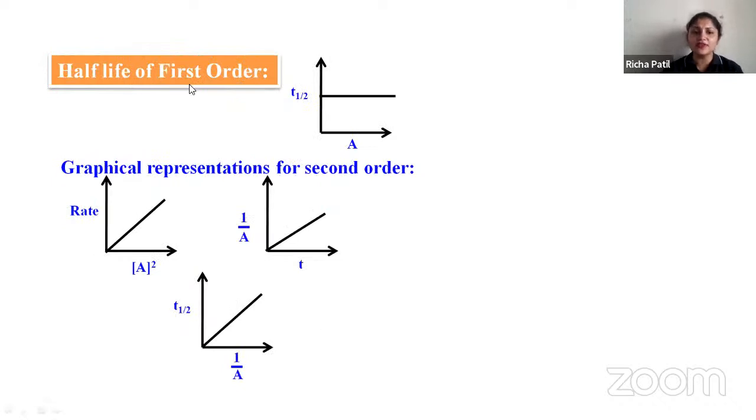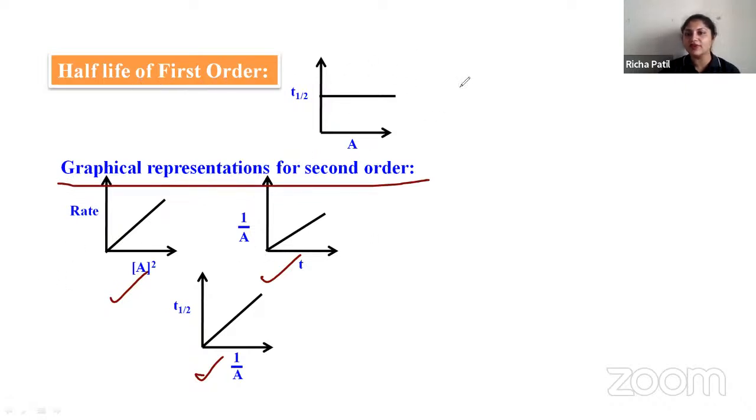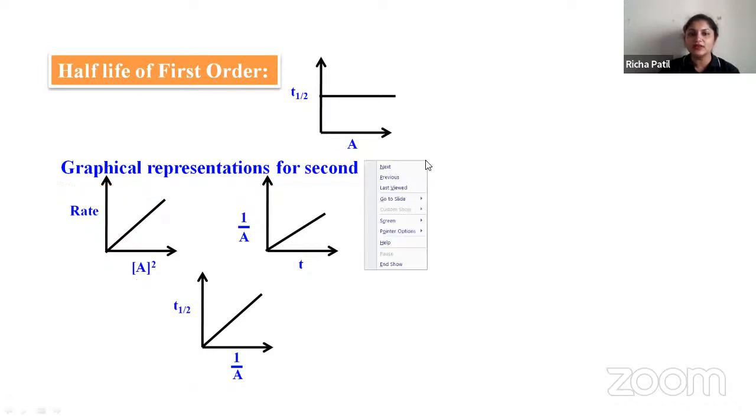Then the half-life of first order. These are the various graphical representations, so just go through them. These are the different graphical representations for second order, and it is from the origin. Then this is the half-life of first order, and these are the different graphs.